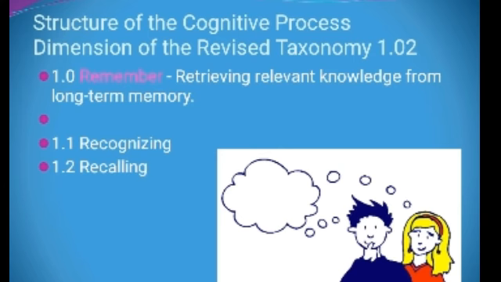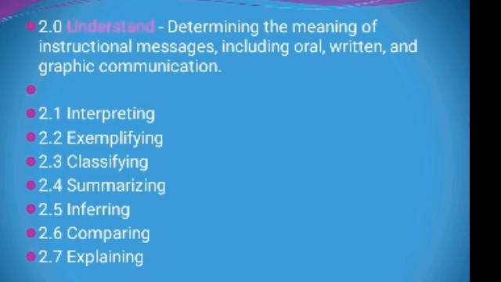In the structure of the cognitive process dimension of the revised taxonomy, it is the new. The first one you will see the remember is the lower part, that is retrieving relevant knowledge from long-term memory. Example of it, recognizing and recalling. Second one is understand. Understand is determining the meaning of the instructional messages, including oral, written, and graphic communication. Example of it is interpreting, exemplifying, classifying, summarizing, inferring, comparing, and explaining.